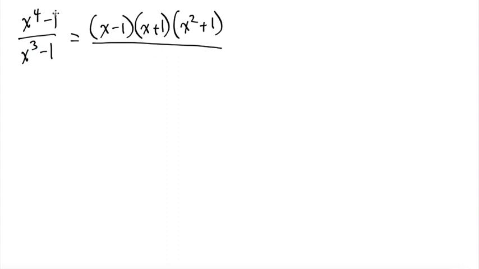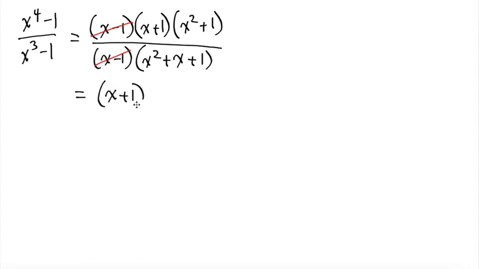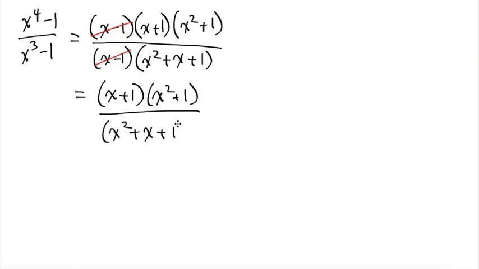And then the denominator, I have a difference of cubes. So I'm going to have x minus 1, and then I'm going to have x squared plus x plus 1. So I can see right away I have this x minus 1 term that's common in both the numerator and the denominator. So I am left with x plus 1 times x squared plus 1 over x squared plus x plus 1.